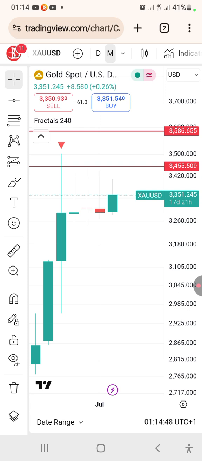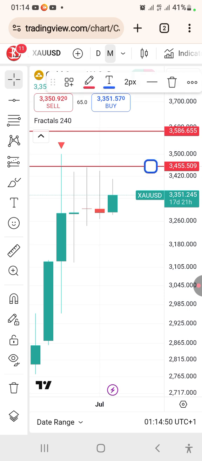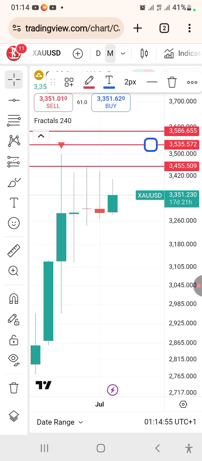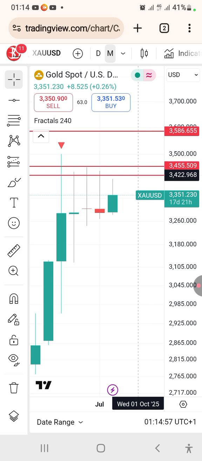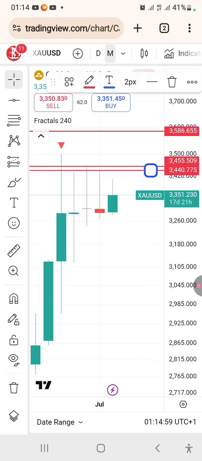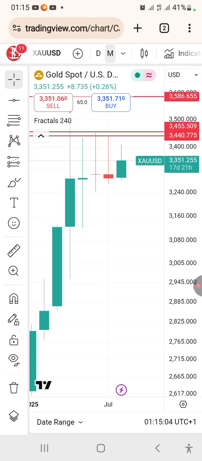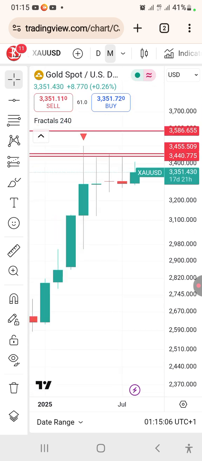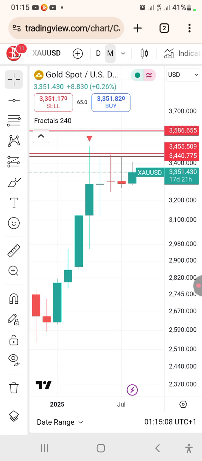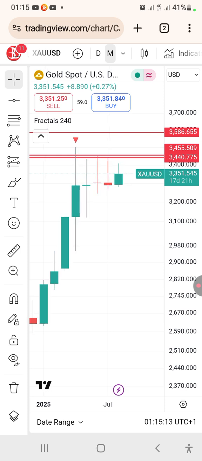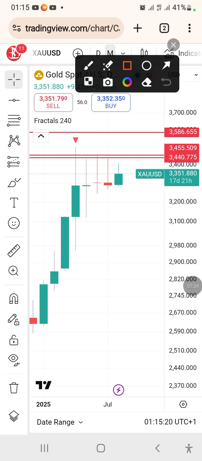Now I need to fix the third one. Okay, so we are done with where we intend selling. For those of us who are looking to sell, we have 3 strong resistance areas.